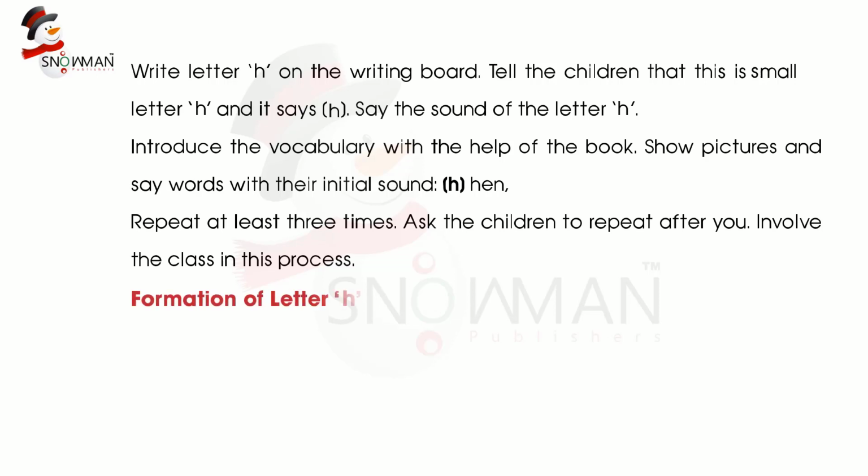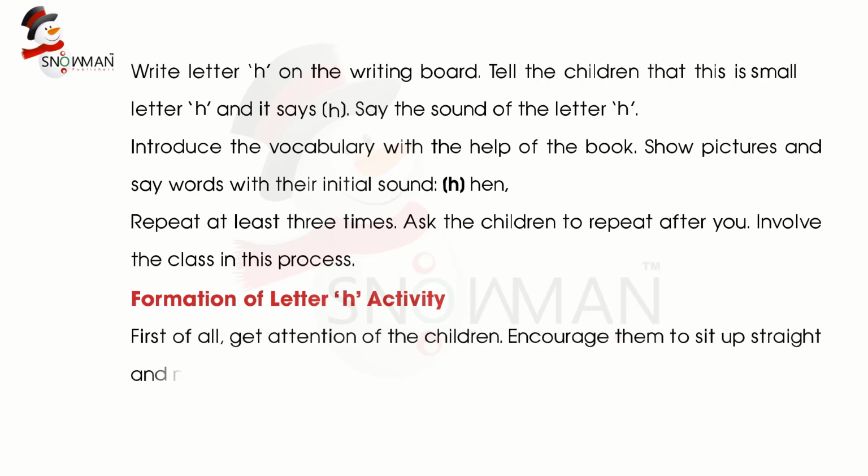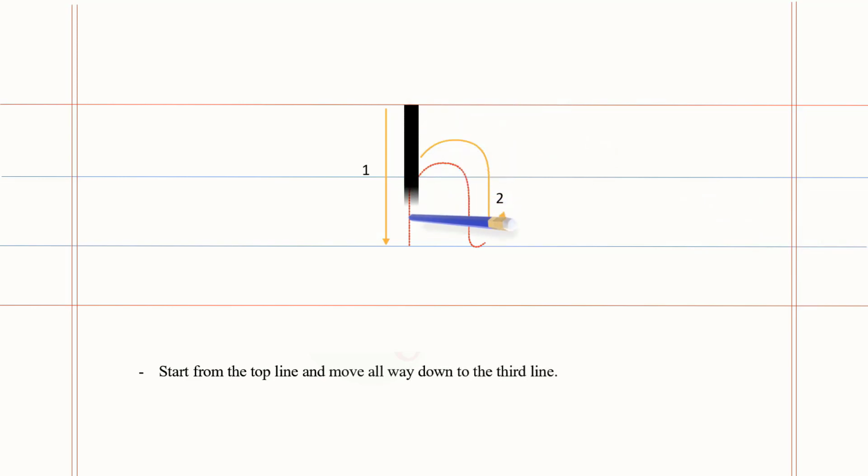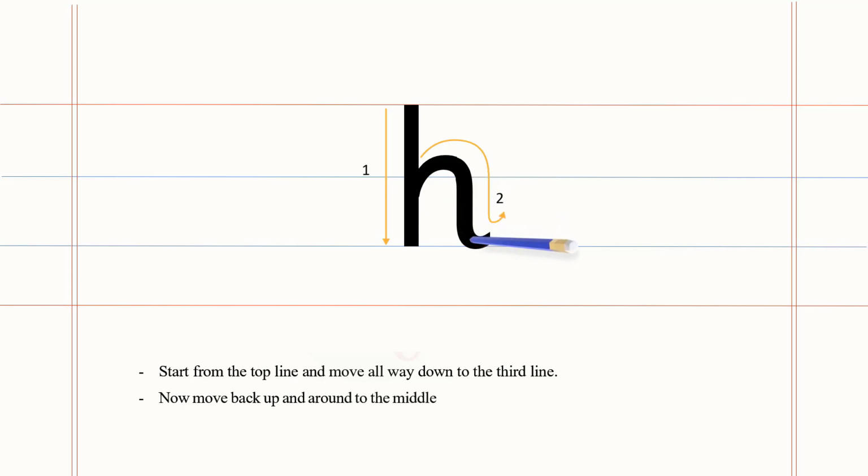Formation of the letter H activity. First of all, get attention of the children. Encourage them to sit up straight and not bend their backs. Draw 4 lines on the writing board. Write the letter H on the first 3 lines and give instructions. Start from the top line and move all the way down to the 3rd line. Now move back up and around to the middle and then come back down to the bottom.